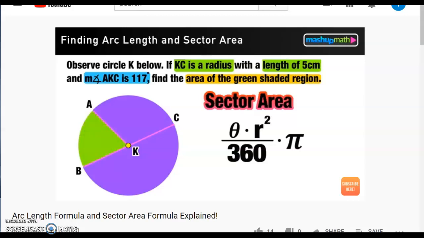So the information that we need is the measure of theta, the central angle within that sector, and we also need R, the length of the radius of the circle. We already were told that angle AKC has a measure of 117 degrees. However, that's not the angle that we want. But we should notice that angle AKB, the angle that we do want, is its supplement. So to find this angle, we do 180 minus 117, and we get 63 degrees for theta. And we were already told that line KC is a radius with a length of 5 centimeters, so our R value is going to be 5.